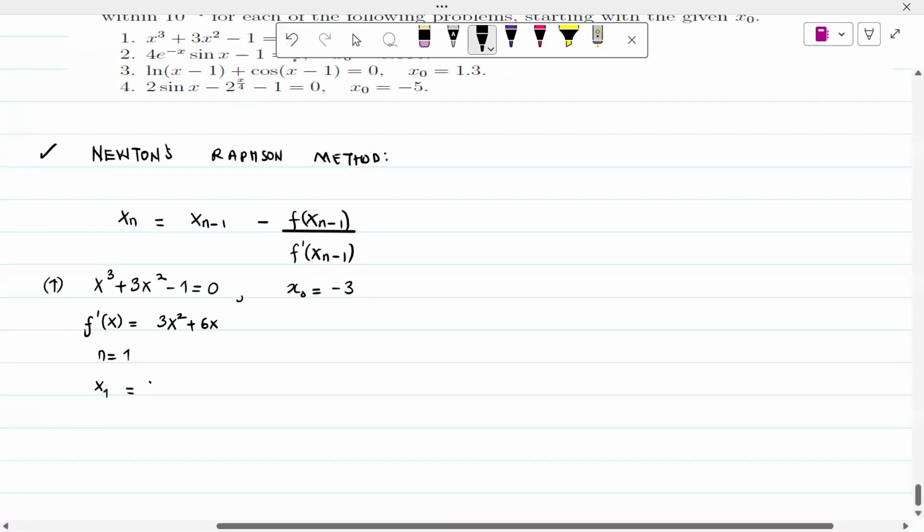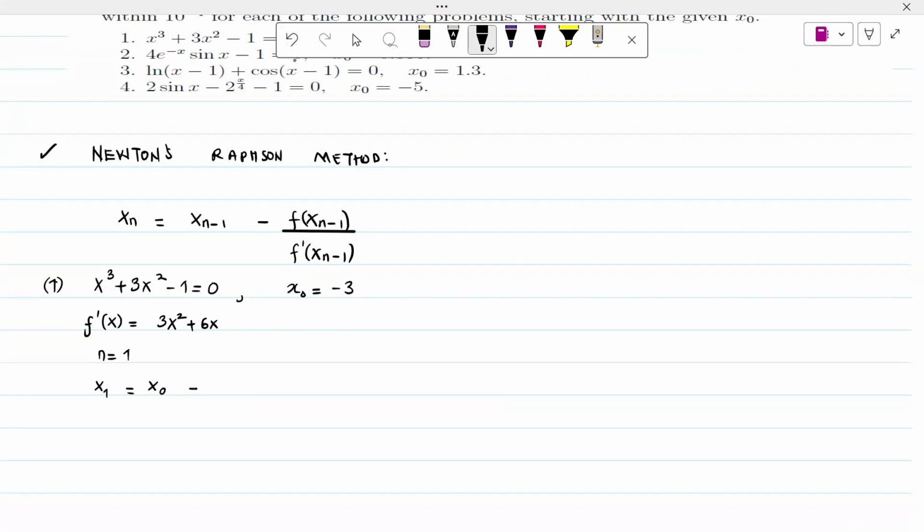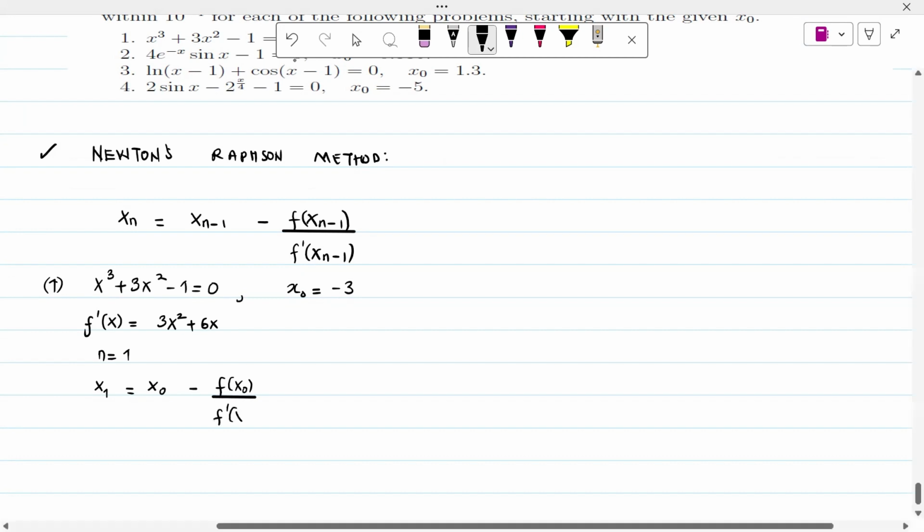minus f of x naught, of course, because n is equal to 1, divided by f prime of x naught. x naught is given to us, which is negative 3. So we have to find f of x naught as well as f prime of x naught. Let's find f of x naught.